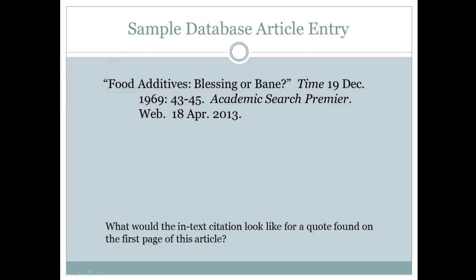I hope you remember, if you don't have an author, you start with the next piece of information over here on the left, which is the short version of the title. So for this one, I would do, quote, food additives. Got to put it in quotes to show that it's a title. And then I would put the page if I could see it in the original pages. If I couldn't see it, then I would leave it blank. So I might say 43, or it might just say food additives.